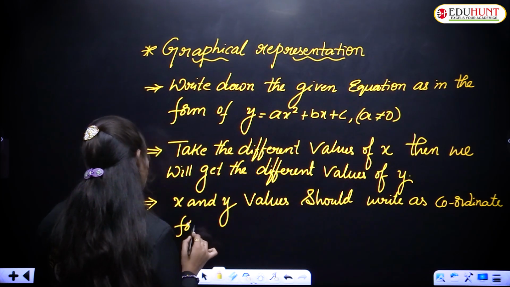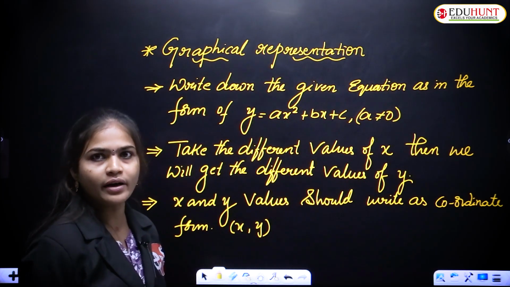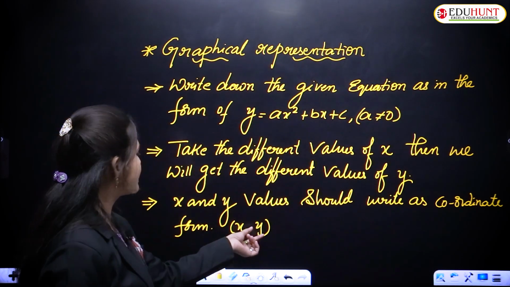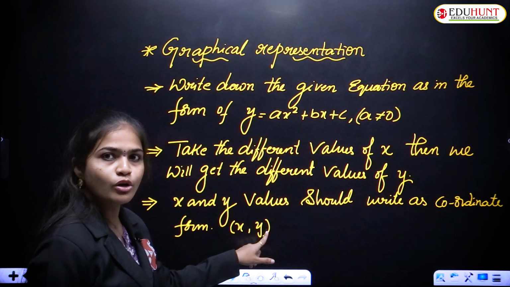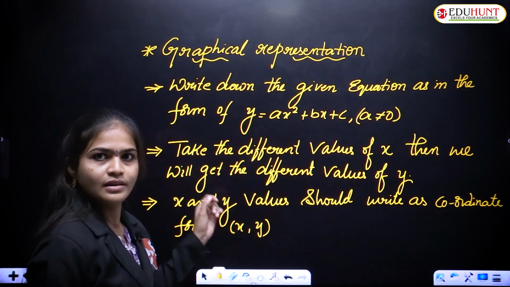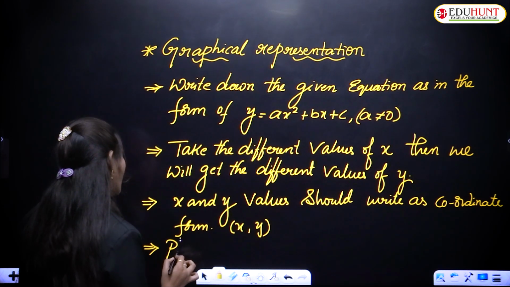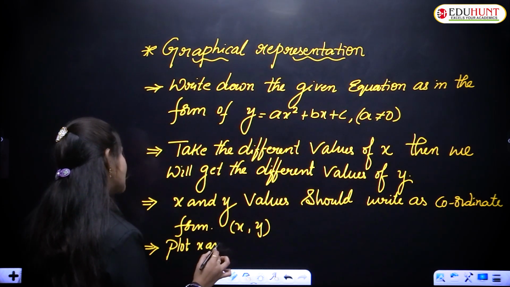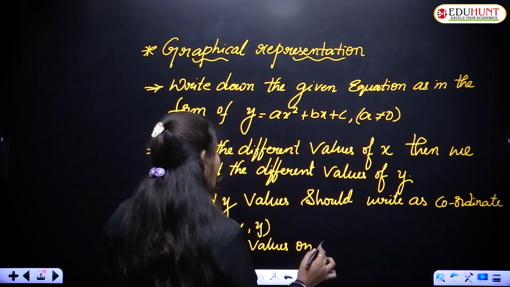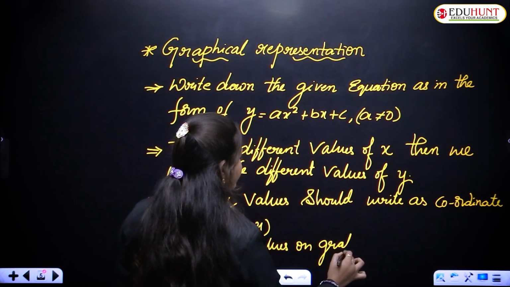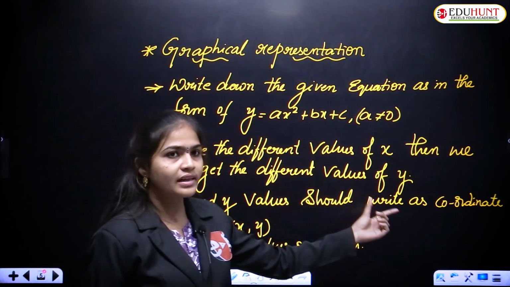Coordinate form. So what is that coordinate form here? X comma y. This is called coordinate form, coordinate axis. On that axis, x and y values, in this way we have to write what value of x we took, what value of y we got. And the next one is finally plot x and y values on graph.